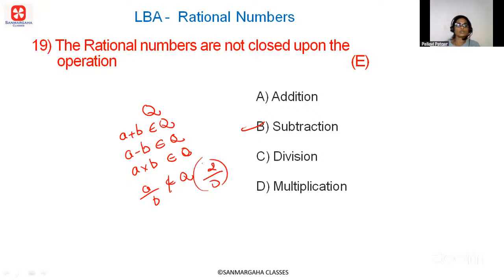Okay. So since 0 is a rational number and you cannot divide by it, the property does not hold for every case in the set. So therefore, a divided by b is not a rational number if b is equal to 0. Okay. So the rational numbers are not closed upon the operation division. So the correct option is C.